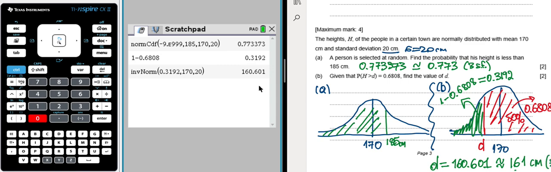Now, what would also be helpful is if you write at the front what you have exactly on the calculator. That would be some sort of evidence of the work you did. So I'm going to write inverse normal and then 0.3192, 170, 20. And that will show clearly what I did in order to calculate that 161 centimeters.